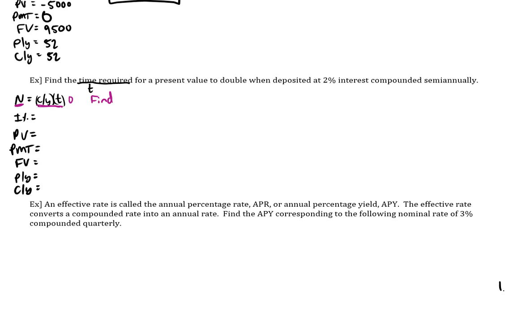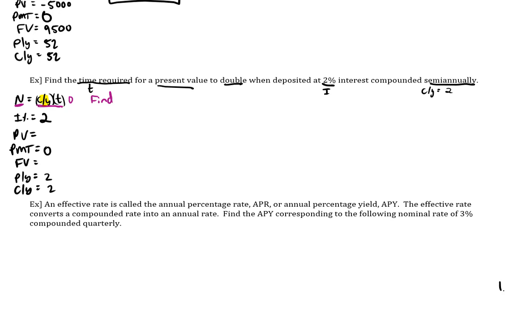Okay, and then for a present value to double when deposited at 2%, let's fill that in. So there's our capital I, 2% interest compounded semi-annually. So that means its compounds per year is 2. Okay, so I could fill those in, 2 and 2. And eventually we could say, hey, that would be 2, but again, we'll come back to that in a second. I'm just highlighting it for now.